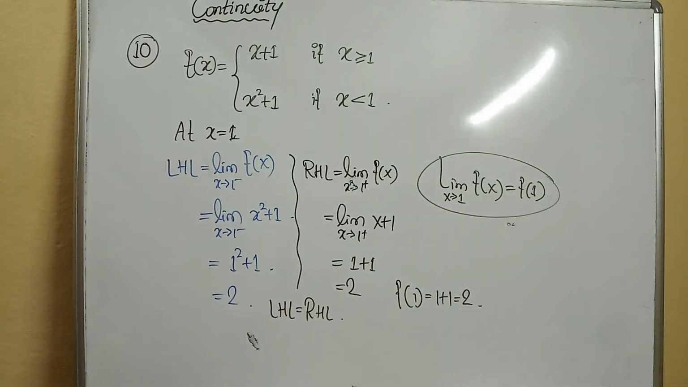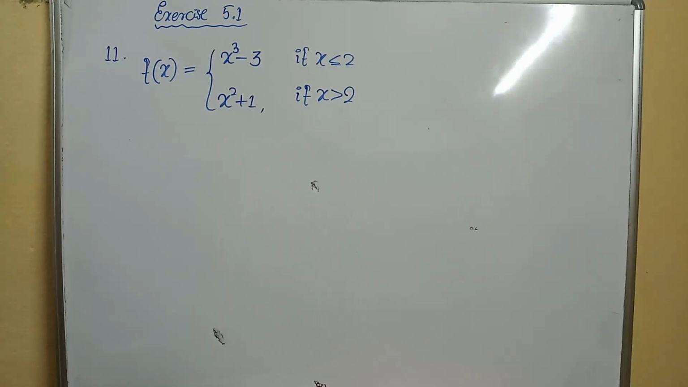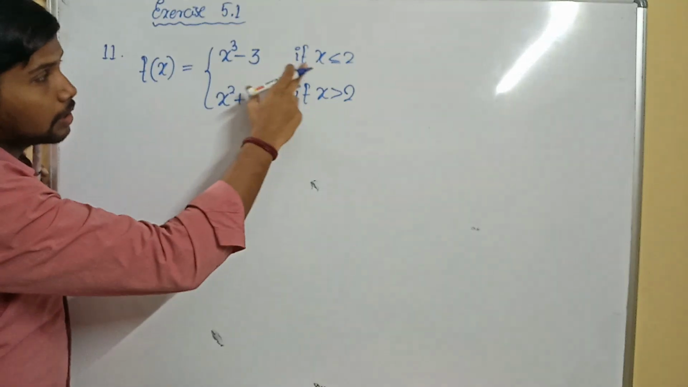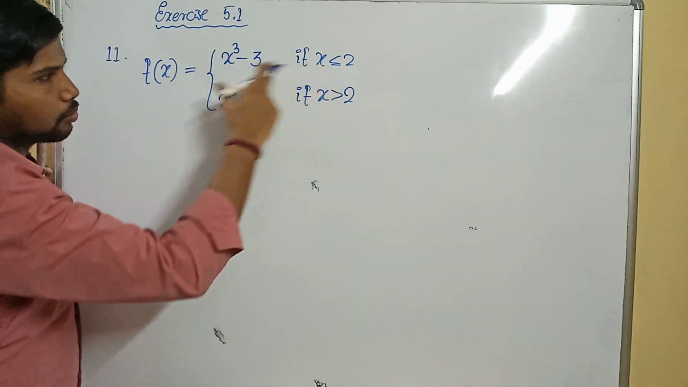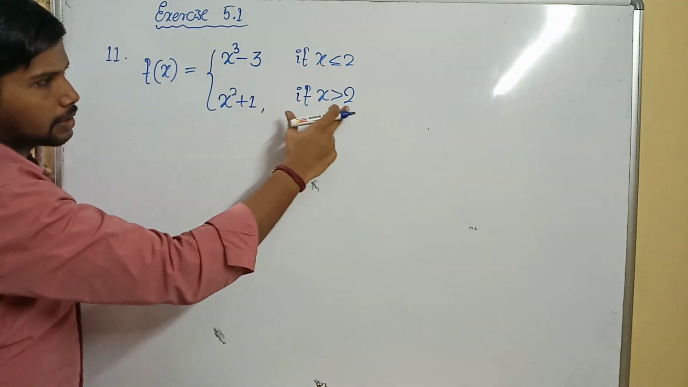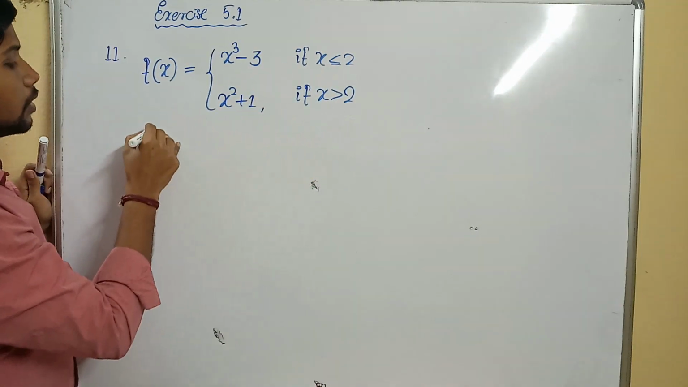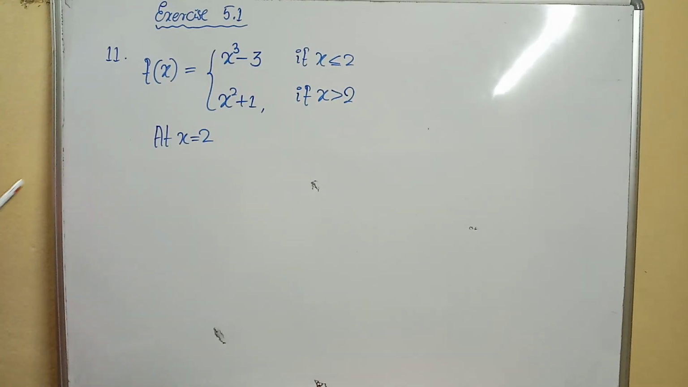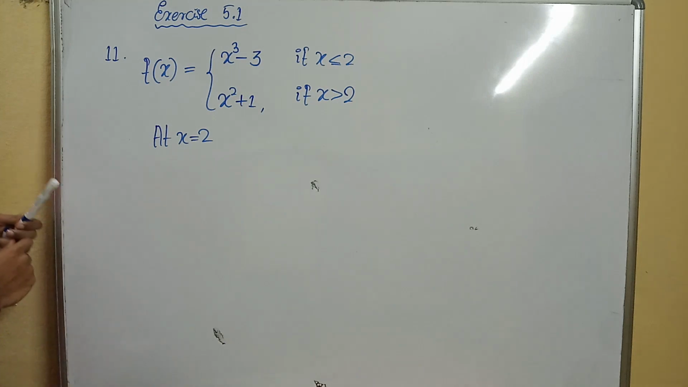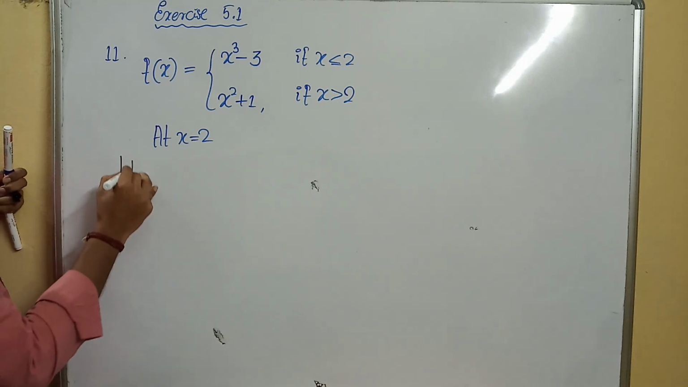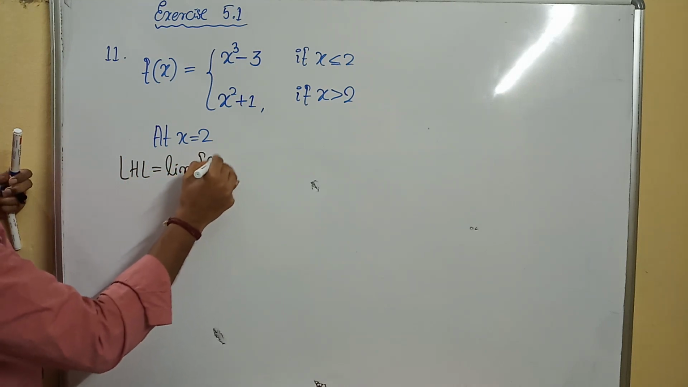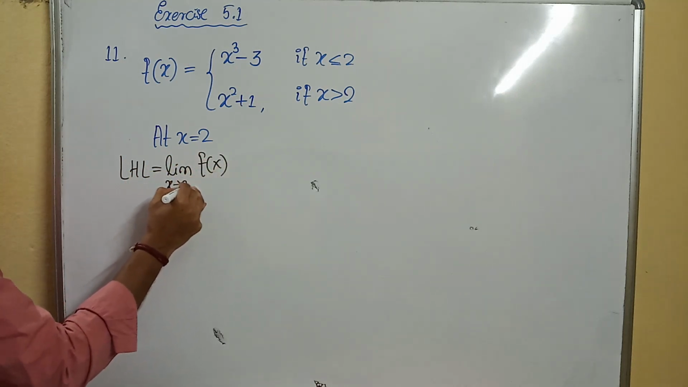Okay, concentrate on the next one. The given function is f of x, x less than 2 is x cube minus 3, x greater than 2 is x square plus 1. So I need to check the continuity at x equal to 2. Okay, now at x equal to 2, first of all I'd like to define LHL. What is LHL? Limit of f of x as x tends to 2 minus.